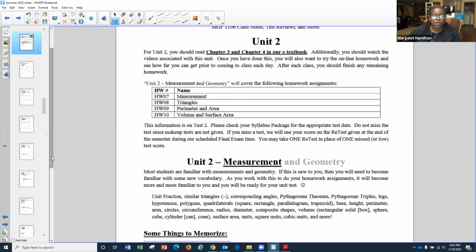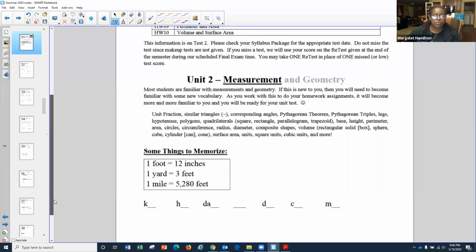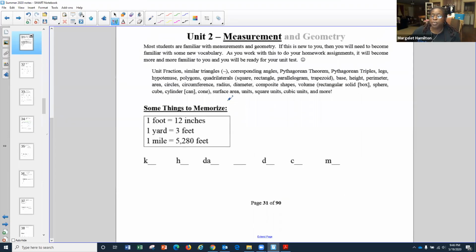So to start off, we will look at measurement. It is going to be important that you memorize our conversions. So we will start off using our US conversions and metric conversions. That's the first thing you'll do on your test. First thing you'll do in your homework. So memorize these.